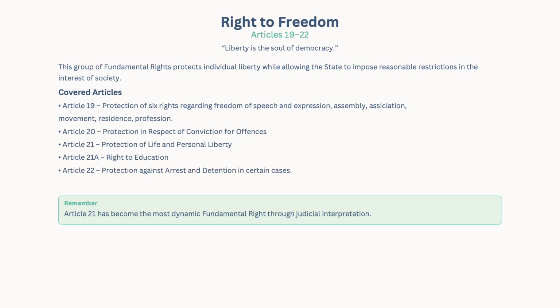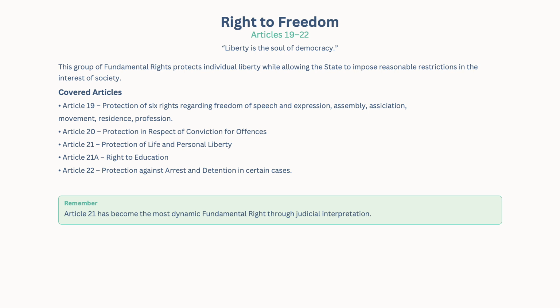Now next we have right to freedom. These are the articles covered: Article 19, 20, 21, 21A, and Article 22. Please read Article 19, 20, 21, 21A, and 22 from the document given to you.